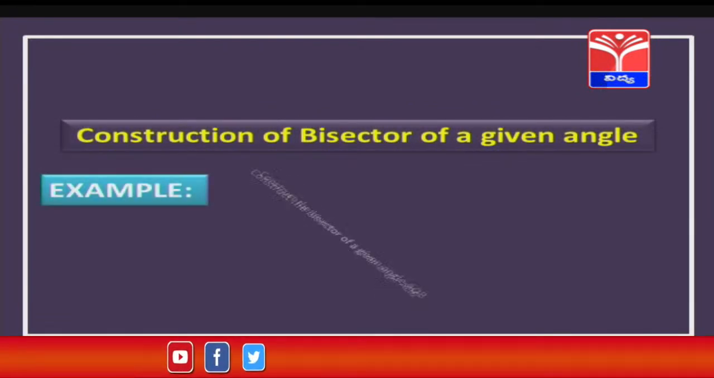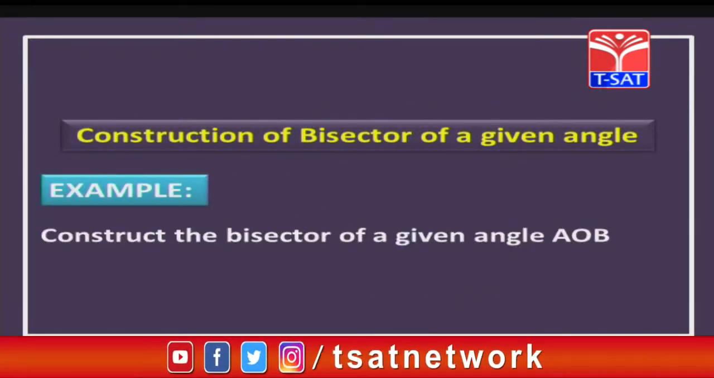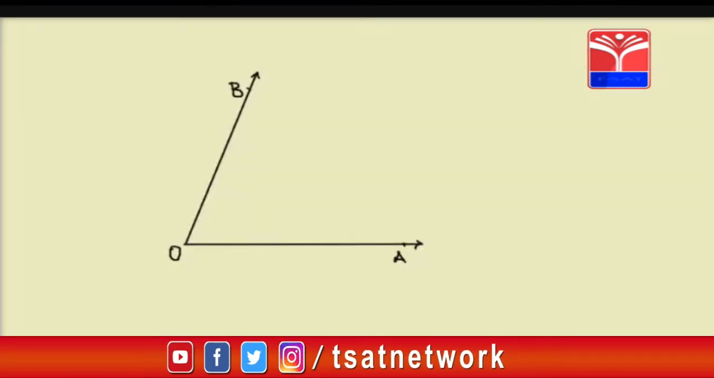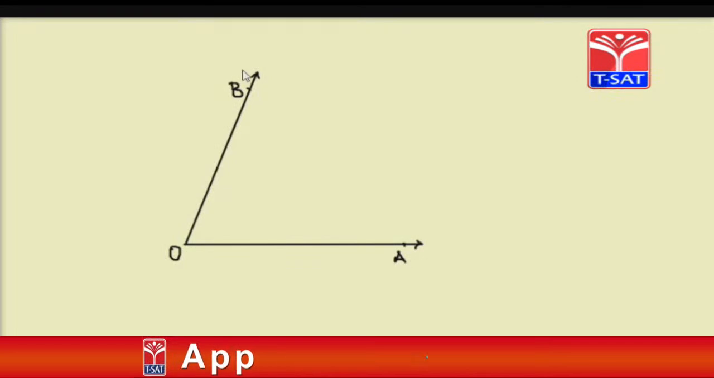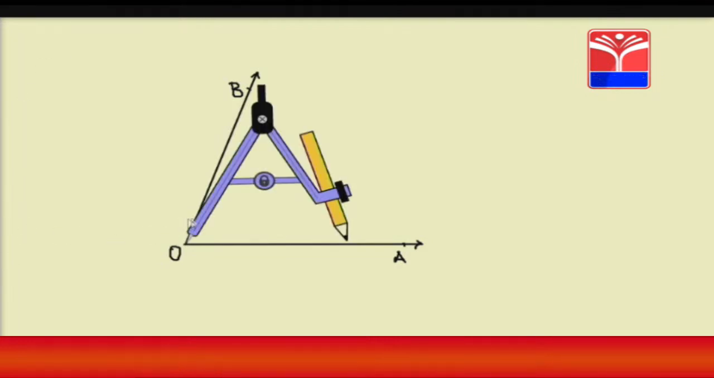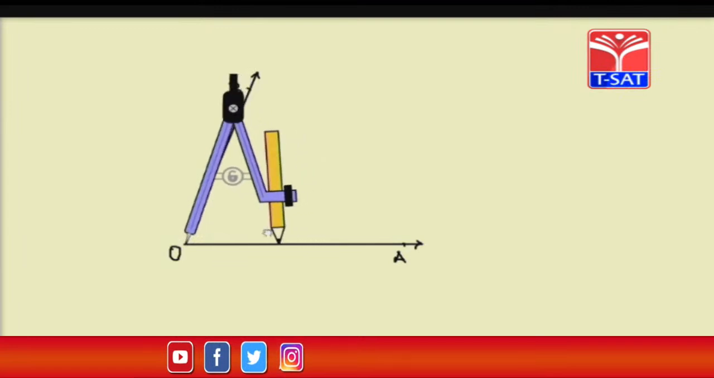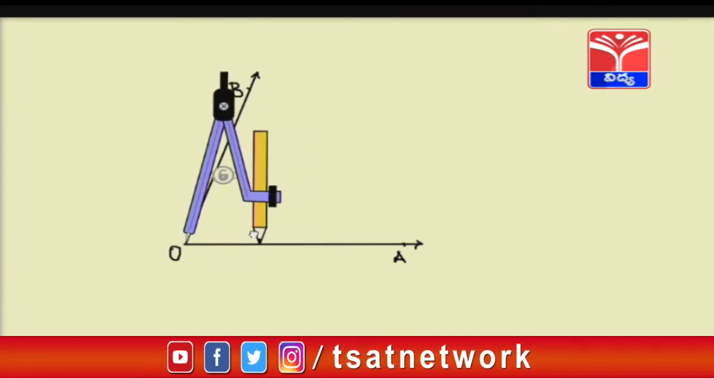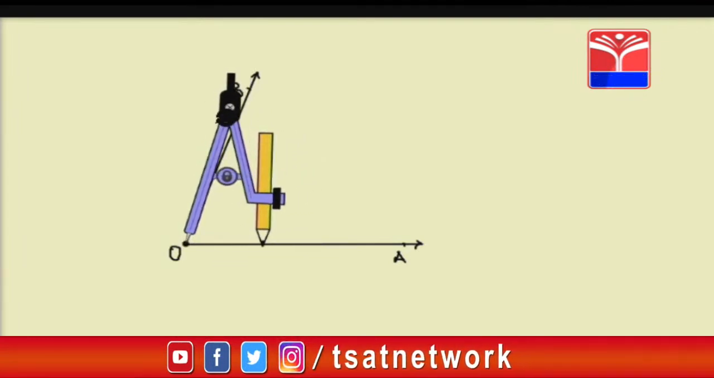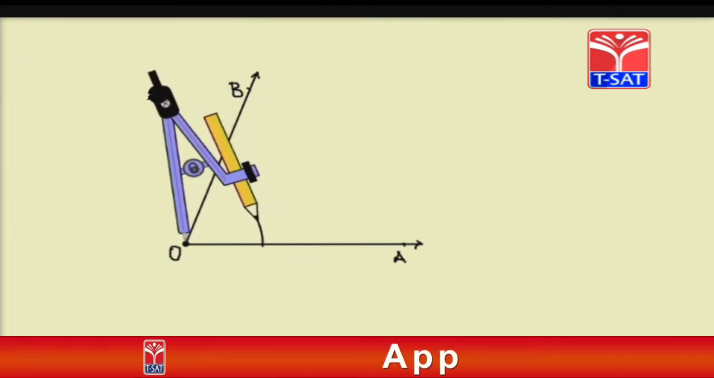Let us take an example. Construct the bisector of a given angle AOB. Let us start the construction. So, consider the angle AOB on your screen. We have to bisect this angle, that means we need to divide it into two equal parts. So, for that we are going to take a compass, place the pointer of the compass at point O and adjust the radius and draw an arc as shown on your screen.